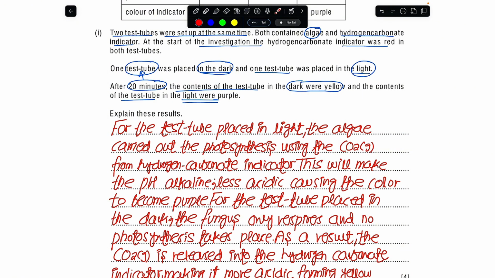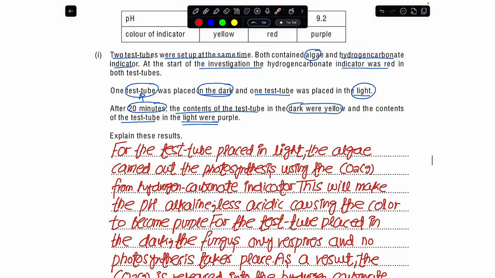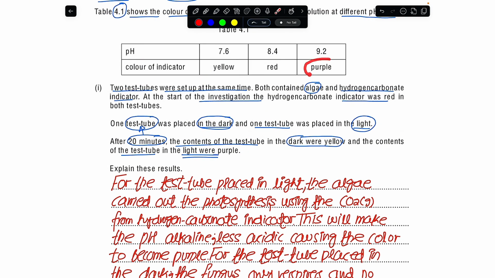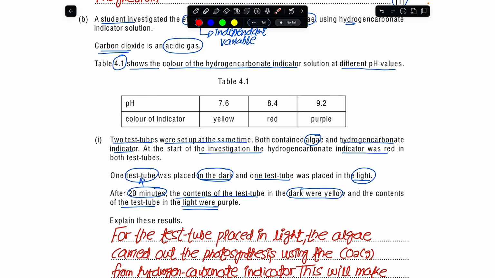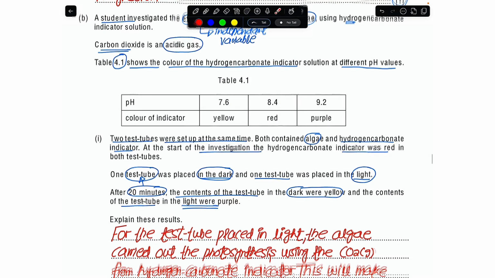So the CO2 value in the hydrogen carbonate solution would become less, and that would increase the value of the pH. That is why in the light it's purple, the pH value is higher at 9.2, because the CO2 got used up. For the dark, this is yellow with the pH of 7.6, indicating that in the dark the algae respired CO2 into the surrounding solution. When the CO2 goes out of the algae into the surrounding solution, since this is an acidic gas, it would lower the pH value.